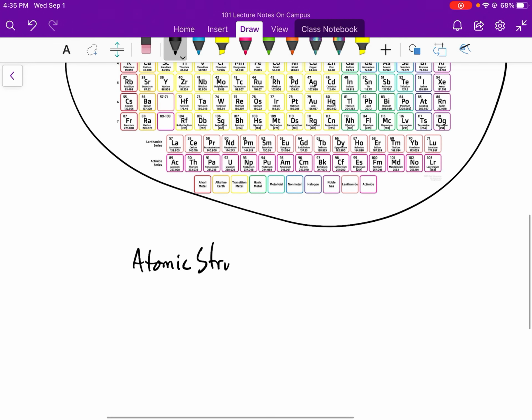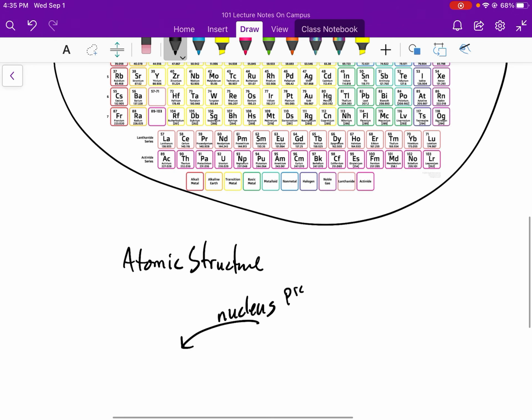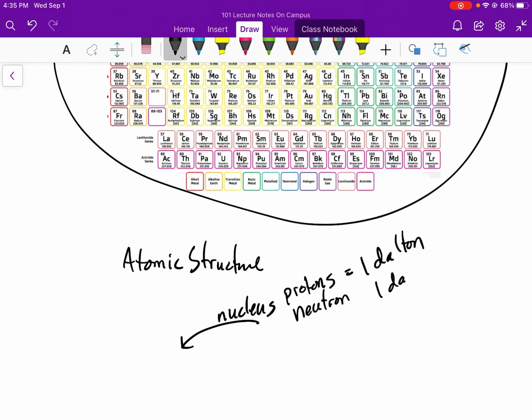Atomic structure. Basically, in an atom, there's an area in the middle that is the nucleus, just like we have for a cell, and that's where you find protons and neutrons. Now, neutrons and protons are each weighing 1 Dalton each. 1 Dalton. They weigh the same. The difference is the protons have a positive charge and neutrons have no charge. So neutrons are just added weight or mass, if you want to think about it that way. But protons actually add a charge.